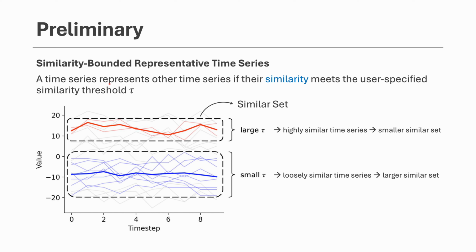The basic concept is a similarity-bounded representative time series. A time series represents other time series if their similarity is above a user-specified threshold, tau. The time series that satisfy this threshold form its similar set. This idea is important because it lets us control how strict or how relaxed representation should be.